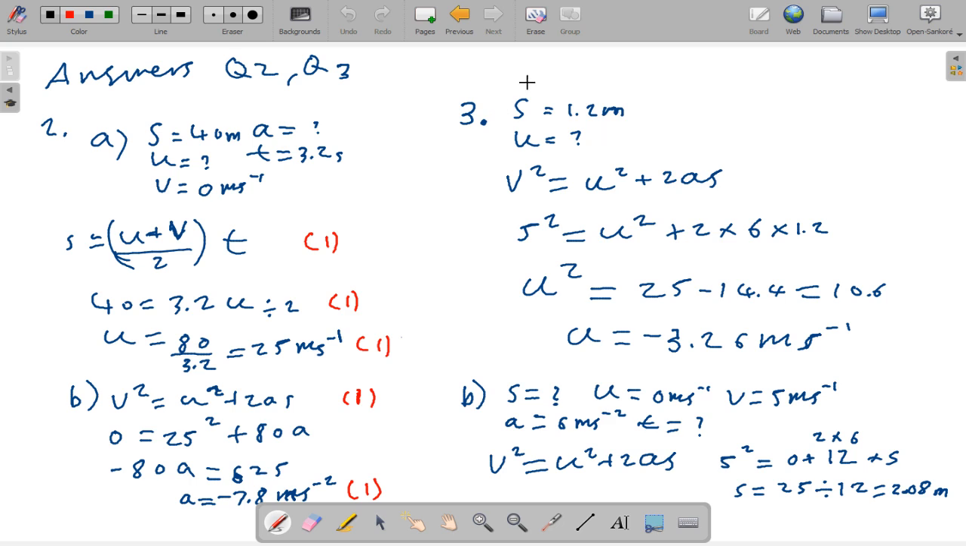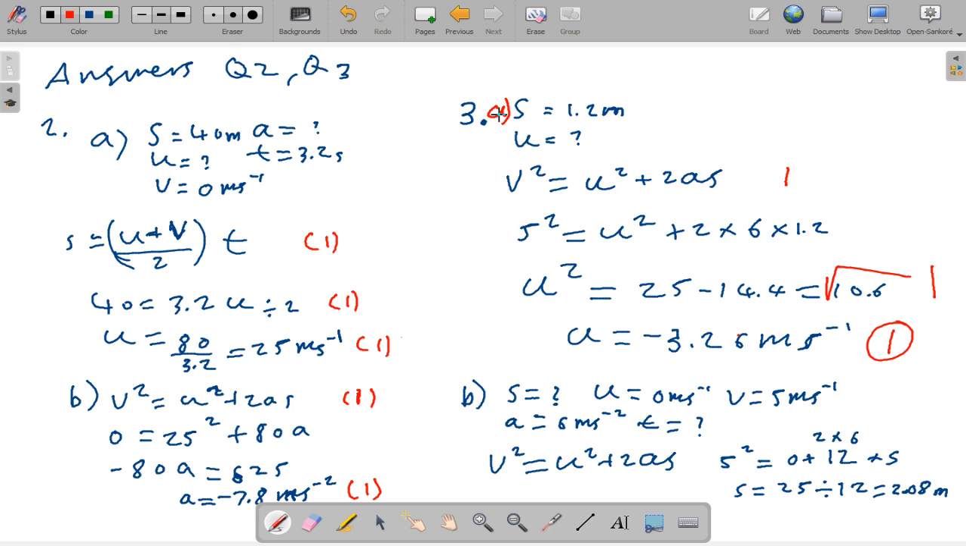And question number 3, s is 1.2 meters, v squared equals u squared plus 2as, that gives you 1 mark. 5 squared equals u squared plus 2 times 6 times 1.2, and this equals u squared equals 10.6, and then square rooting 10.6 gives you minus 3.26. So that earns a mark and that earns a mark. 3 marks can be got for this question, and that was part A.